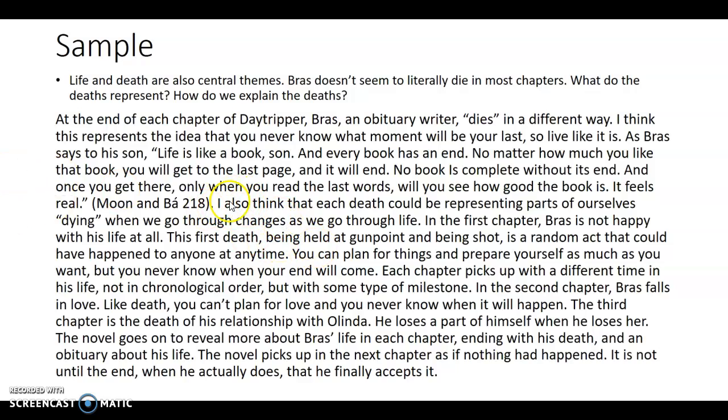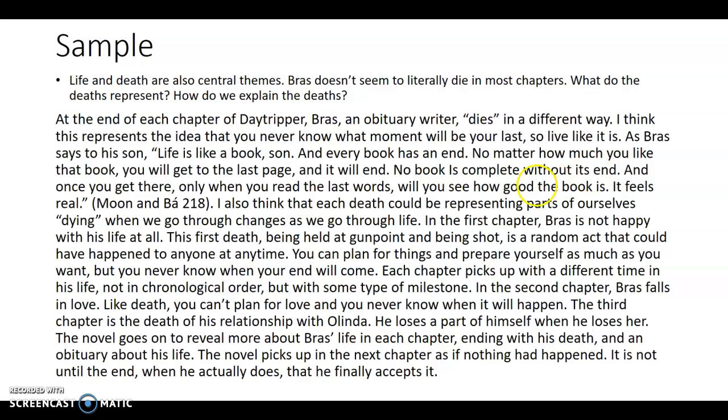Because you'll see the sentence that follows, I also think that each death could be representing parts of ourselves. So the next sentence actually starts what could be another blog post, discussion post. It starts a new argument, when what I think we need here is more unpacking of this quote. Because to me, if you continue reading, no book is complete without its end. And once you get there, only when you read the last words will you see how good the book is.